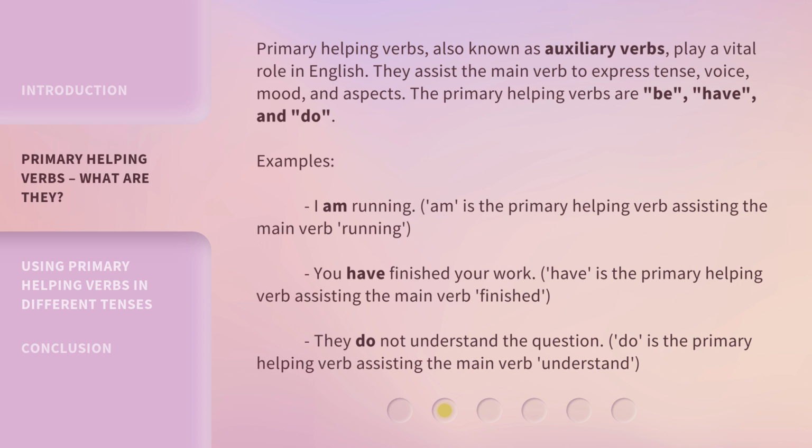Examples: I am running. Am is the primary helping verb assisting the main verb, running. You have finished your work. Have is the primary helping verb assisting the main verb, finished. They do not understand the question. Do is the primary helping verb assisting the main verb, understand.